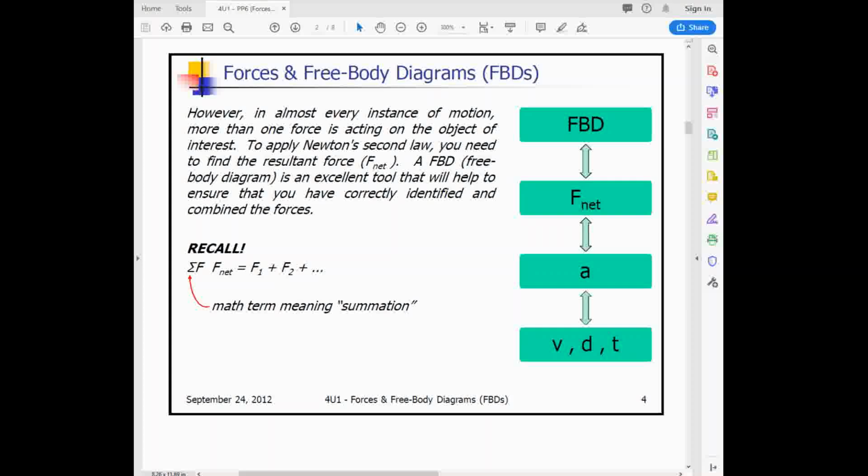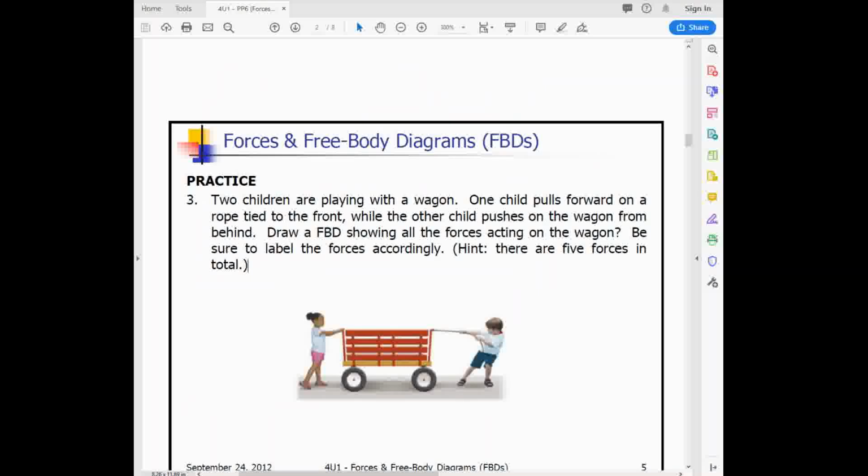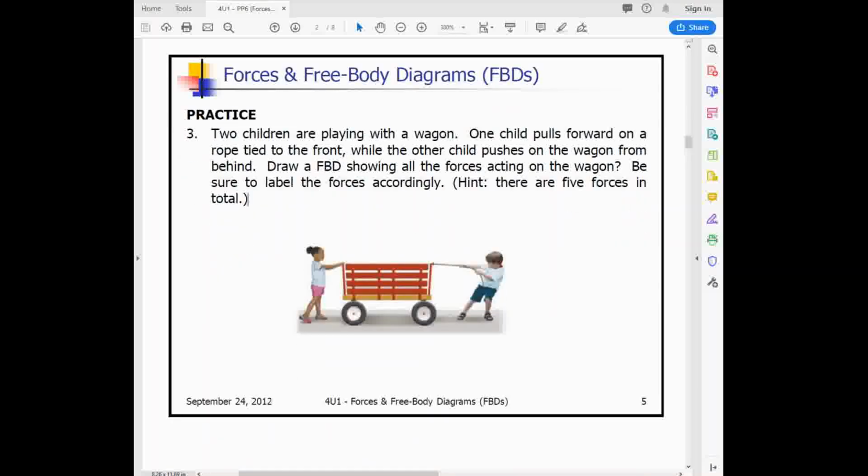So in almost every instance of motion, more than one force is acting on an object. So to apply Newton's second law, you need to find the resultant force. So that's why we use a free body diagram. And we'll look into a sample about how to draw a free body diagram on the next slide. Here we have some children pulling a wagon. One child pulls a wagon forward on a rope tied to the front, while the other pushes on the wagon from behind. So we'll take a moment to draw the free body diagram of this, and it says there's a hint: there are 5 forces in total.